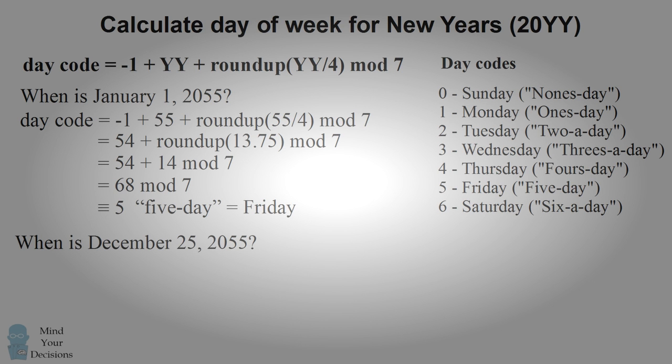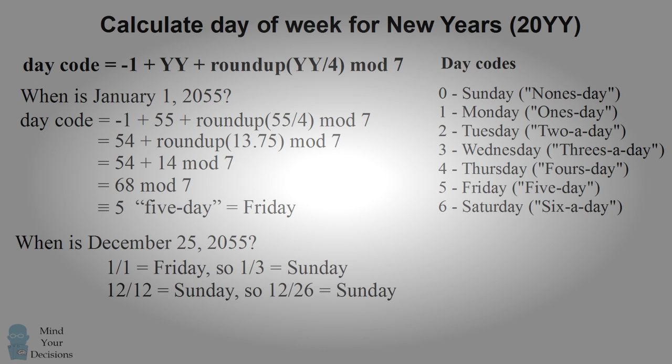So now we can figure out any date in 2055. Like, when is December 25th, 2055? We know that January 1st is on a Friday, so we calculate 2 days later, January 3rd will be a Sunday. Now we know all of the dates we've memorized will land on a Sunday. So that means 12/12 will land on a Sunday, and 2 weeks later, 12/26 will also be a Sunday. Therefore, 12/25 will land on a Saturday.